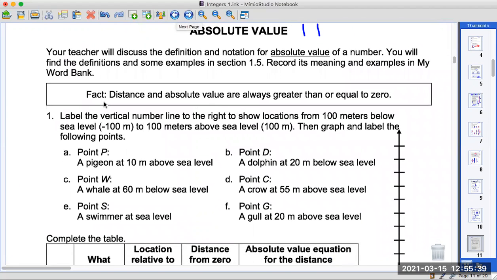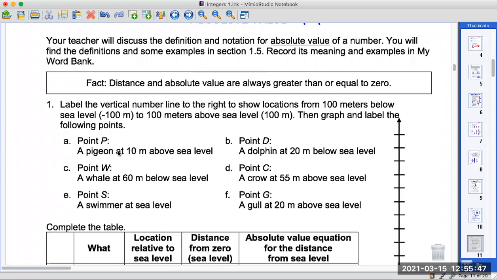So here's the fact: distance and absolute value are always greater than or equal to zero, which is another word for positive. Label the vertical number line to the right, this is the vertical right here. I'll put vertical on top, so you get familiar with that word. Label the vertical number line to show locations from 100 meters below sea level, which is our negative 100. There's the sea level. This is usually zero. Sea level is usually zero. If you live right by the beach, your elevation is very close to zero.